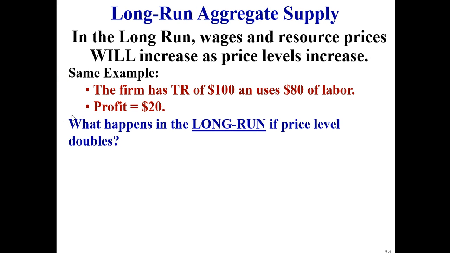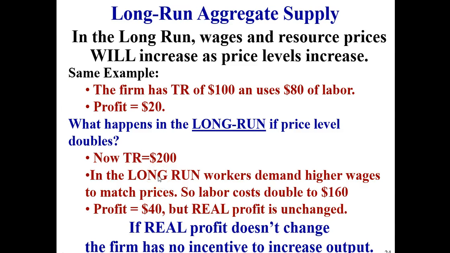Now in the long run, you have a similar scenario. You've got the doubled production. You've made twice as many shirts, but now the workers are going to demand higher wages to match those higher prices because they're going to want cost of living adjustment. So your labor costs double as well. And now you have a profit of $40, but you've made twice as many shirts. So your real profit figure hasn't changed.